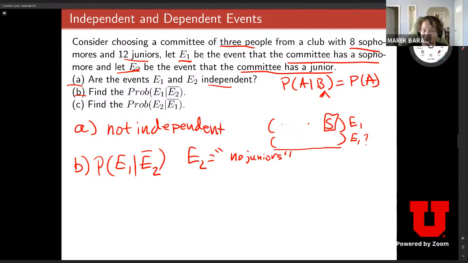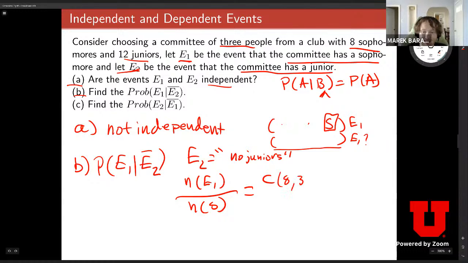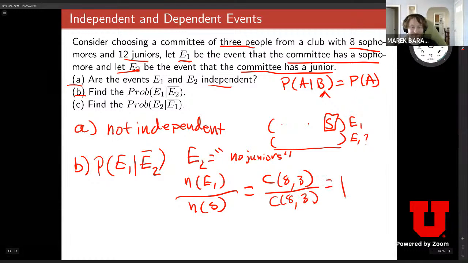Basically, if we're going to do the calculation, we're going to have the number of E1 under this condition divided by the number of samples under this condition. We have 8 sophomores because we know there are no juniors, and we're choosing 3. Those are the number of ways we can choose that. And there's 8 choose 3, which is 1. Does that make sense to everyone, why this is 1?